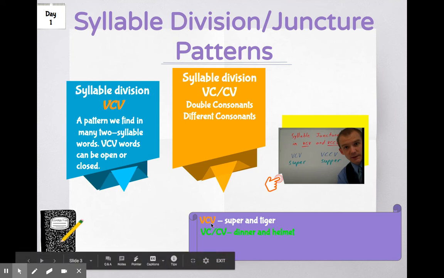So, for example, VCV would be like supper or tiger. Supper would be closed because U does not say its name, whereas in tiger, the I says its name, so it is an open syllable. This week we're looking at VCCV words like dinner or helmet. Your VCCV would be I-N-N-E and then E-L-M-E.